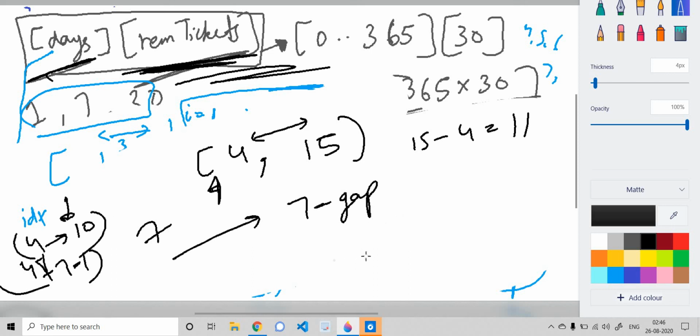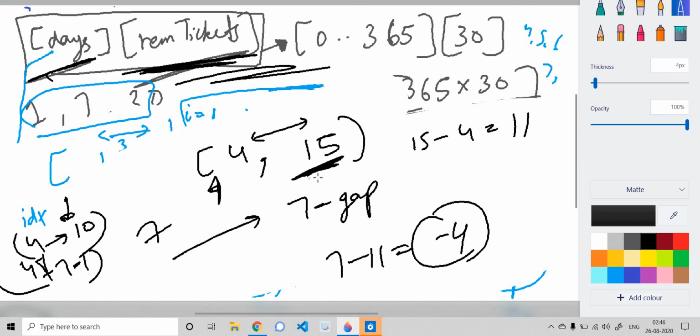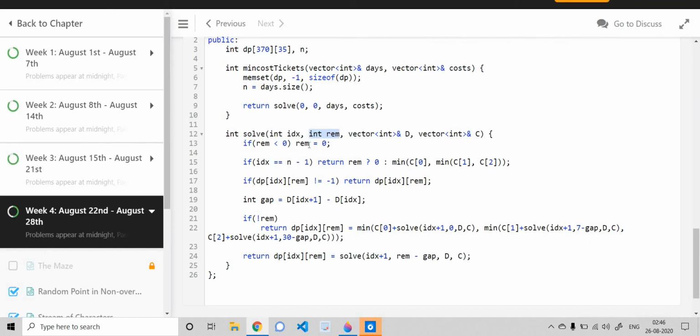So if I do 7 minus gap, here it is 7 minus 11, it turns out it is negative. It means if we go to day 15, we do not have any ticket for this day, we need to buy it for that day. So if it is less than 0, I am changing its value to 0. If I am at the last index of my days array, the last day on which I want to travel, and I see there are some remaining tickets still, then I do not need to buy new tickets, I'll just return 0.